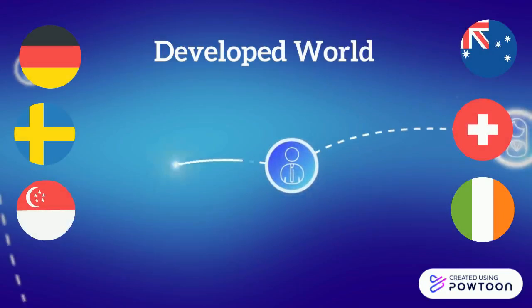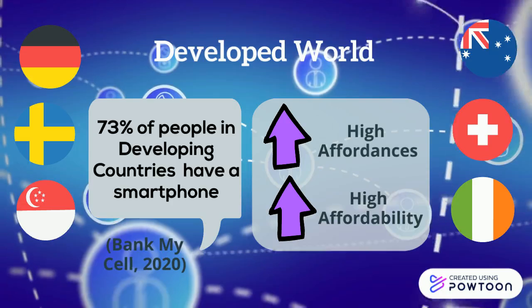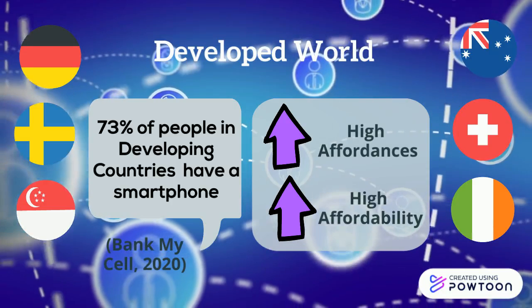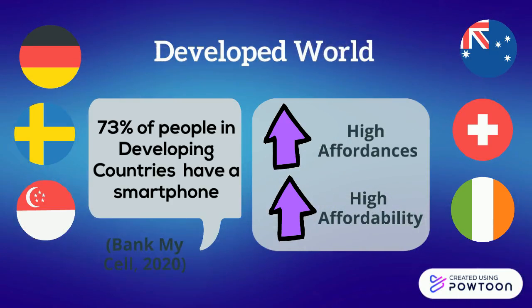If we compare this to the developed world, 73% of people in top 10 developed countries own a smartphone. Developed countries such as Australia have high affordances. They also have relatively high affordability. In developed countries, mobile learning is also becoming increasingly widespread.